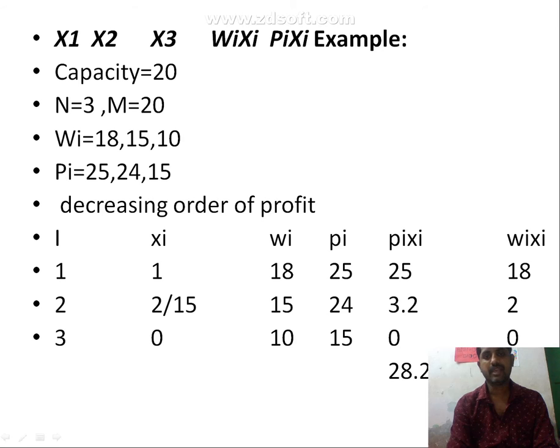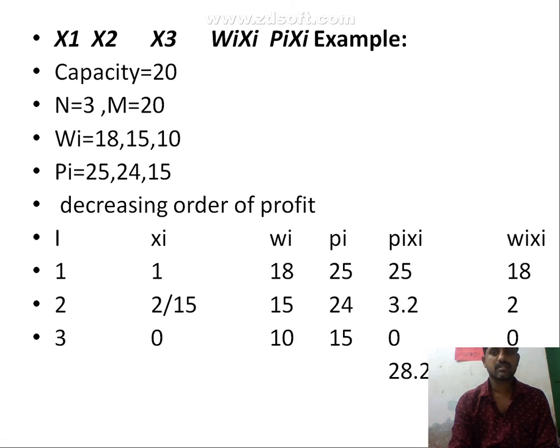Now Σ pi xi is equal to 25 into 1, 24 into 2 by 15, which is 28.2. So the total profit is 28.2 and the weight is 20. First of all, we have to write the decreasing order of profit, that is 25, 24, 15. Then the corresponding weights are 18, 15, 10. Then xi is 1, filled 2 by 15, and 0. So profit is 28.2 and weight is 20.